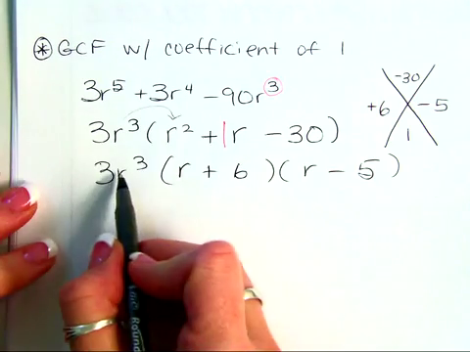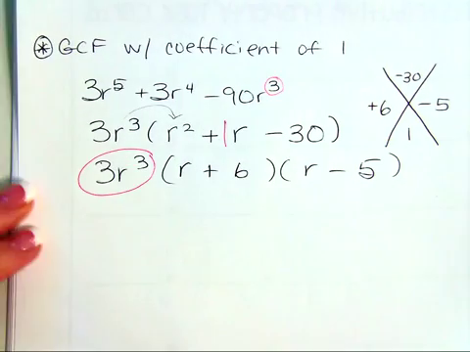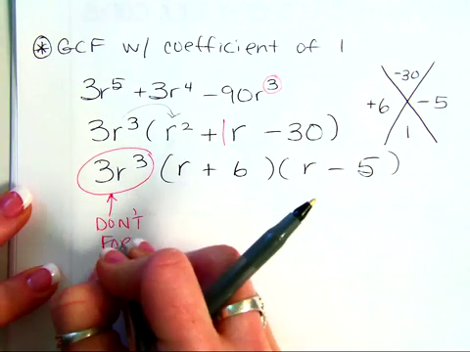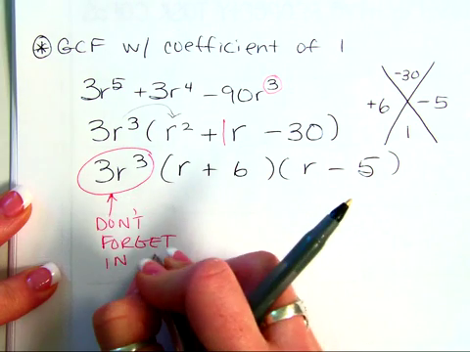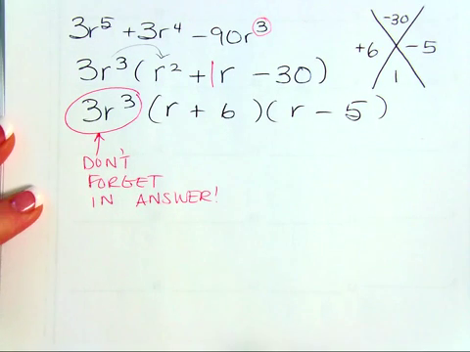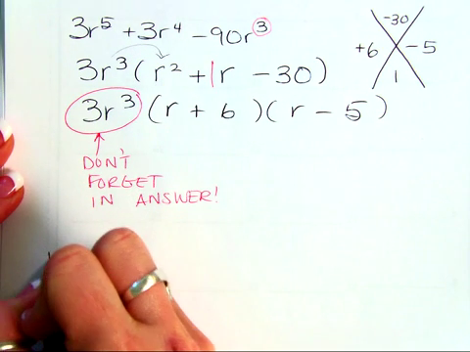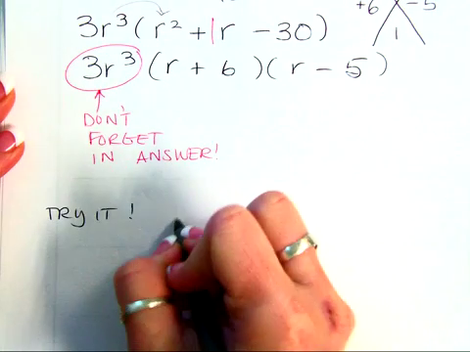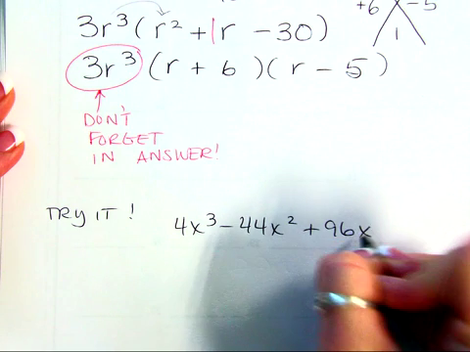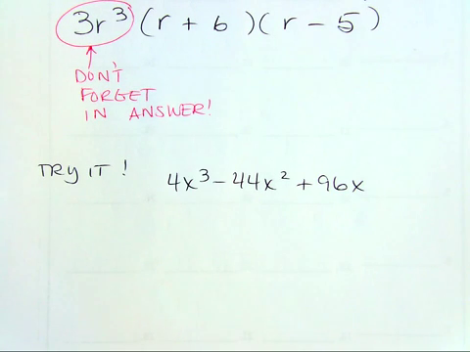So, not including your GCF in your answer is a very easy mistake to make. So don't forget, maybe you could just put GCF in your answer. Okay? So, why don't you guys try this? Okay, 4x to the 3rd minus 44x squared plus 96x. So go ahead and try that one. Factor it completely. That's what the directions will say.